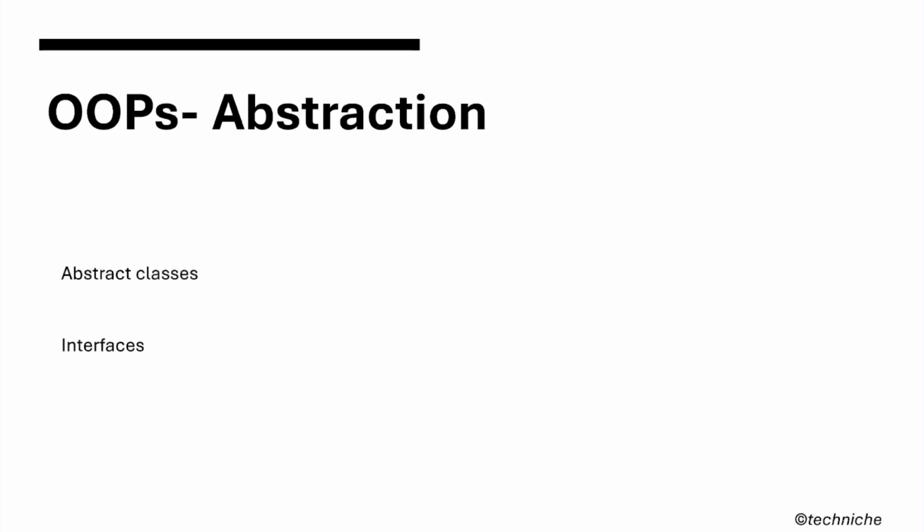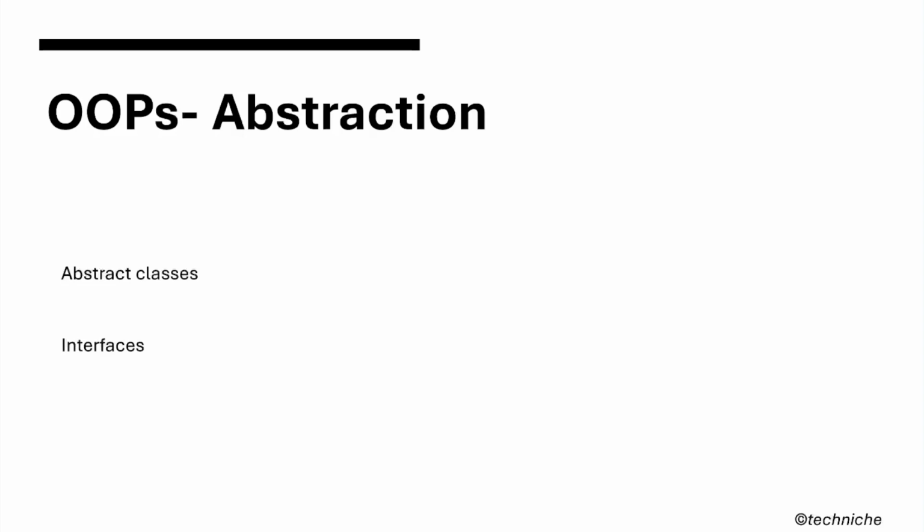In today's video, we are diving into one of the most important concepts in object-oriented programming, that is abstraction. We will see how it works in Kotlin, why it's powerful, and how to use it to write clean and scalable code. So let's get started.